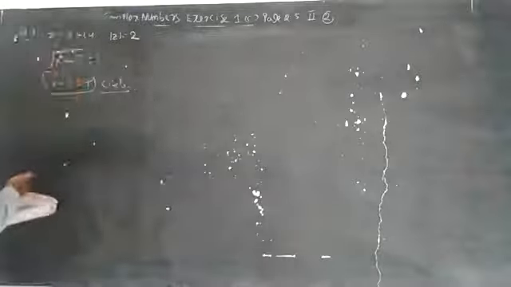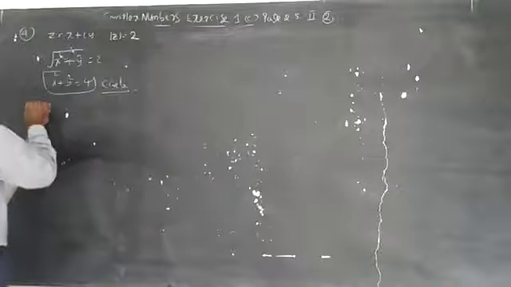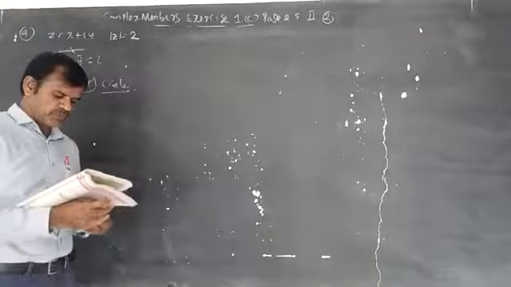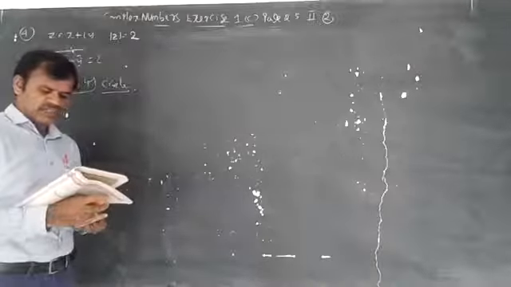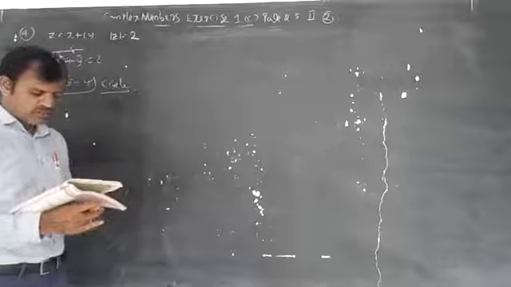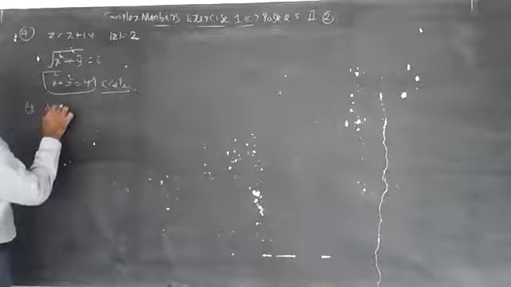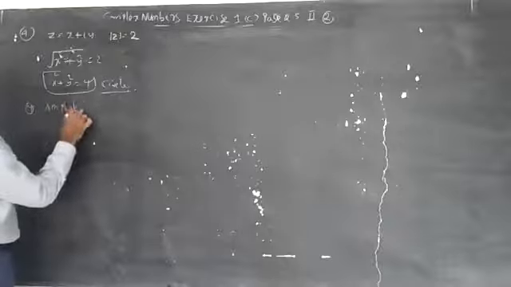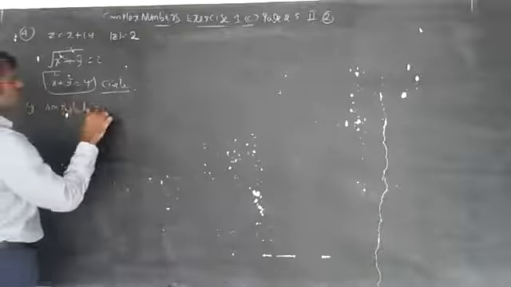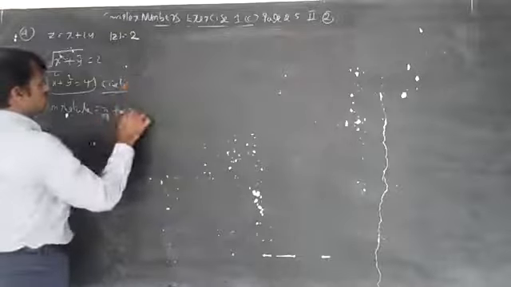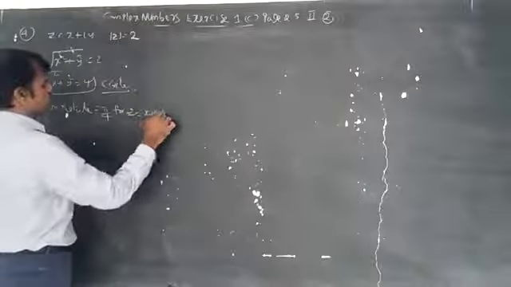Now, fourth question: if the point P represents a complex number z in the Argand plane, and the amplitude is pi by 4, find the locus of z. This is an easy question. Amplitude equal to pi by 4, for z equal to a complex number x plus iy.